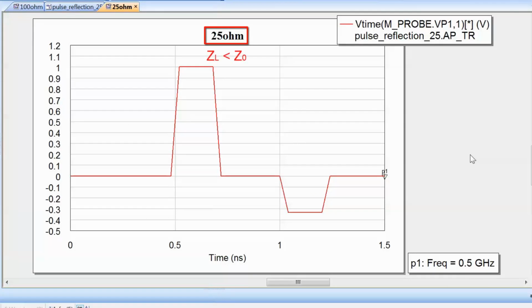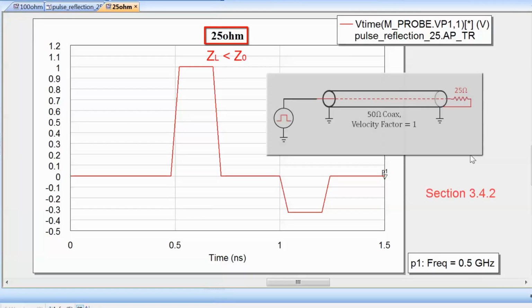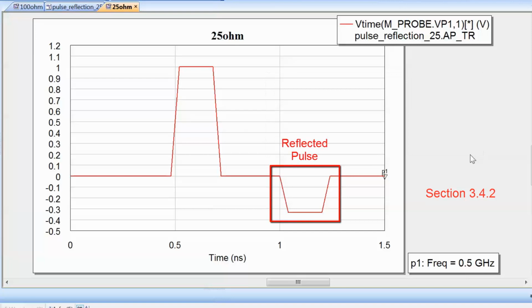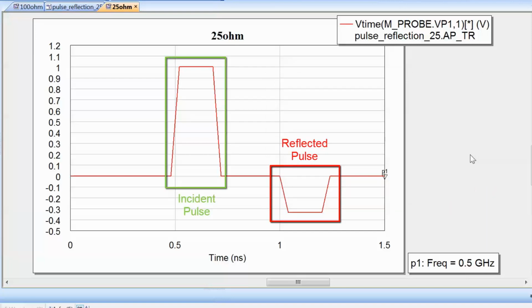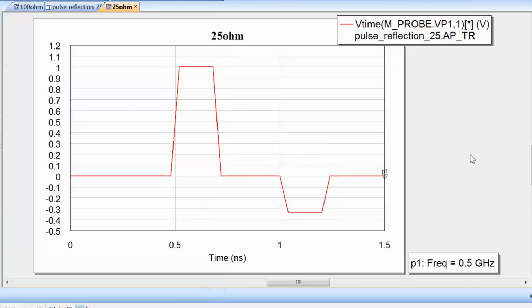So let us now look at the case where we are terminating the line with an impedance which is lower than the characteristic impedance of the line, in this case 25 ohms. This again resembles to some extent the case of a short-circuited line, in that the reflected voltage pulse has opposite polarity to the incident one. But of course, unlike the short-circuited case, the amplitude of the reflected voltage is not the same as the amplitude of the incident one, since only part of it gets reflected. This is about a third of the incident voltage that gets reflected in this case. The amplitude of the reflected voltage, of course, is proportional to the mismatch between the terminating impedance and the characteristic impedance of the line.